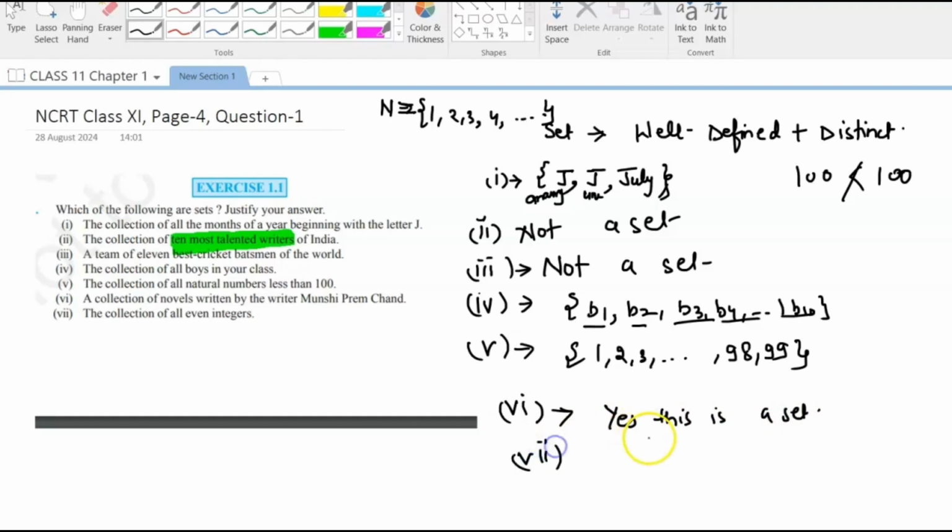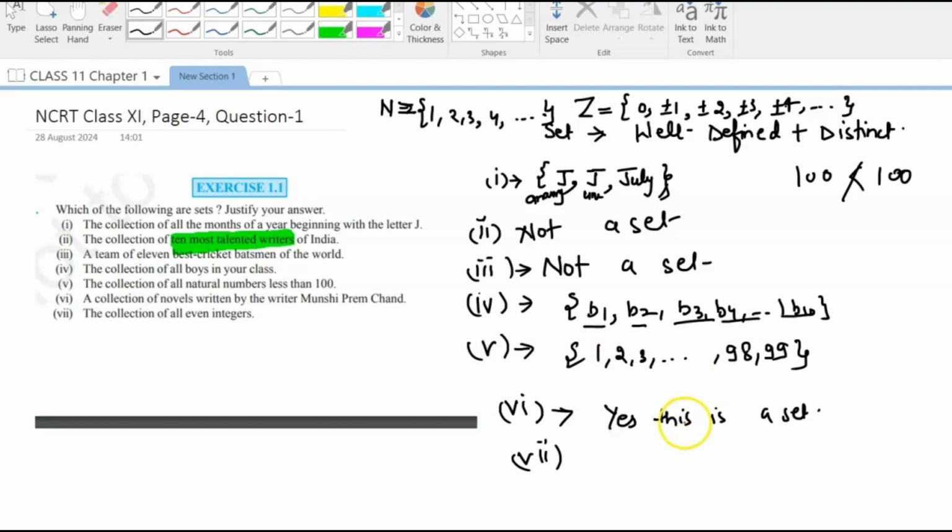Seventh part, the collection of all even integers. So what is an integer? The set of integers is what? 0, plus minus 1, plus minus 2, plus minus 3, plus minus 4, and so on. And what do even numbers mean? It means that 2 should divide it, right?